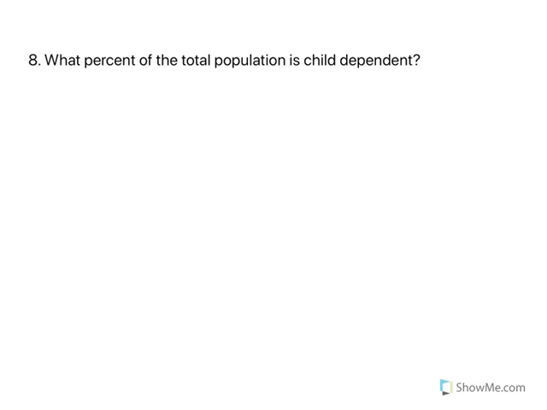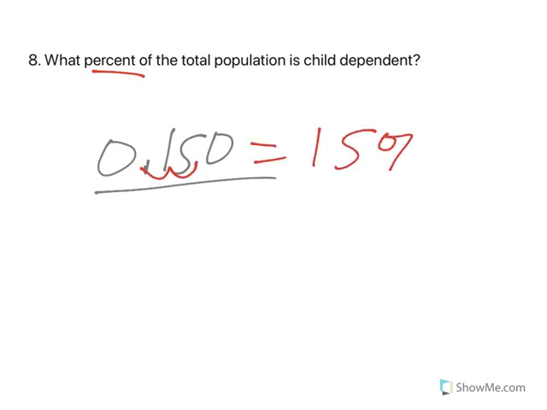And then last but not least, what percent of the total population is child dependent? Well, the ratio is 150 thousandths, and because this is part to whole, we can write this as a percent. Percent is out of 100, so this is 15%. I just move it 2 places.